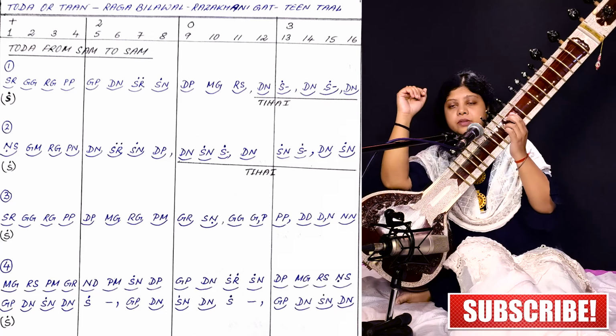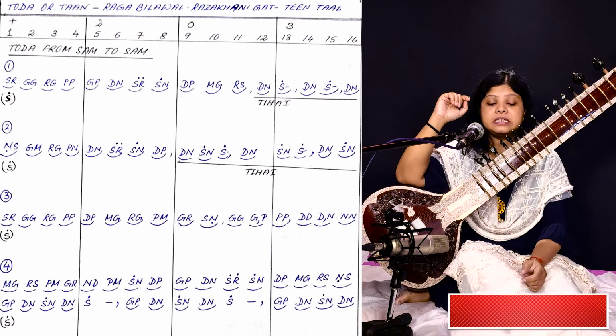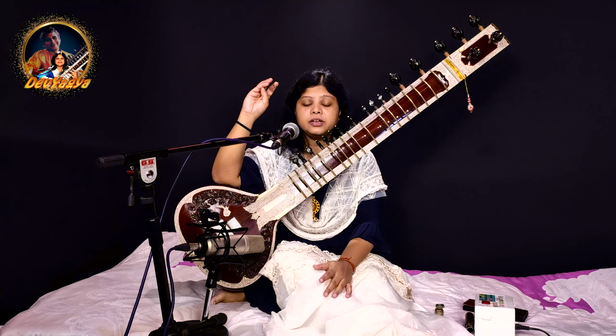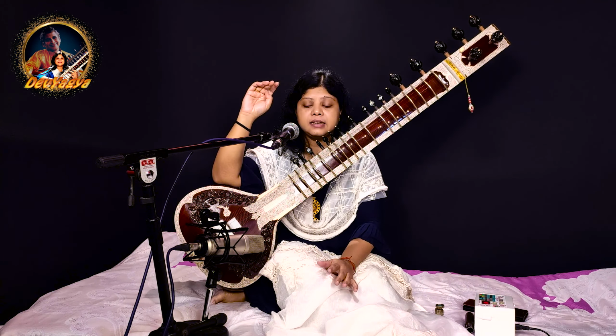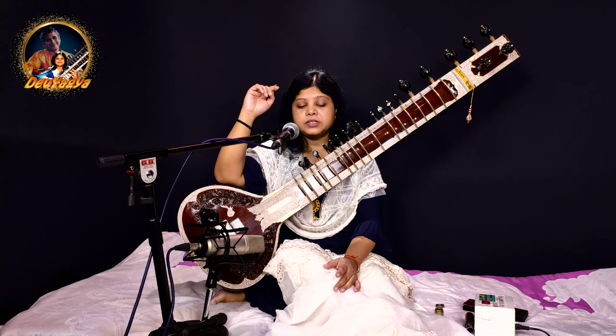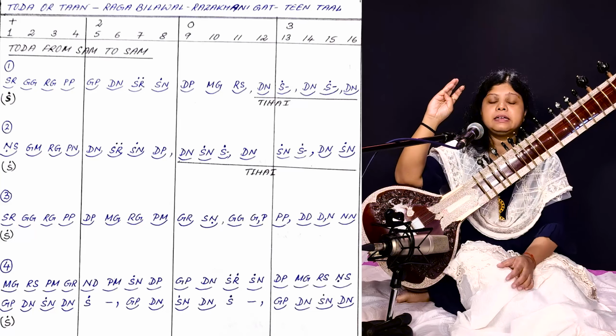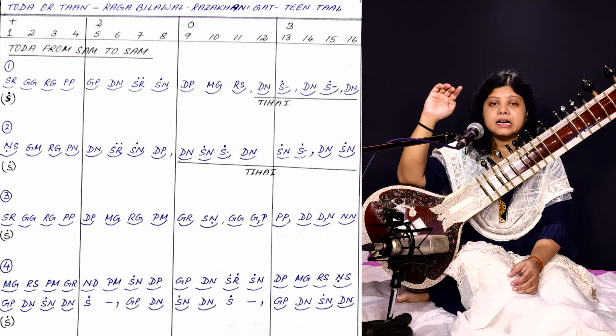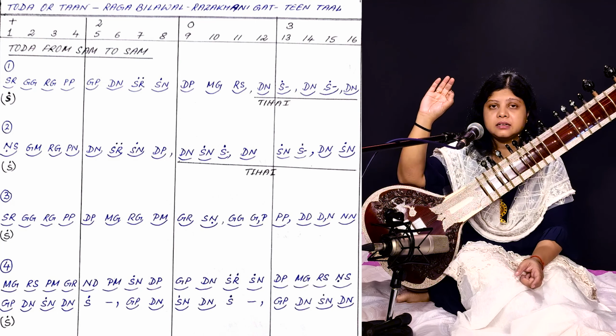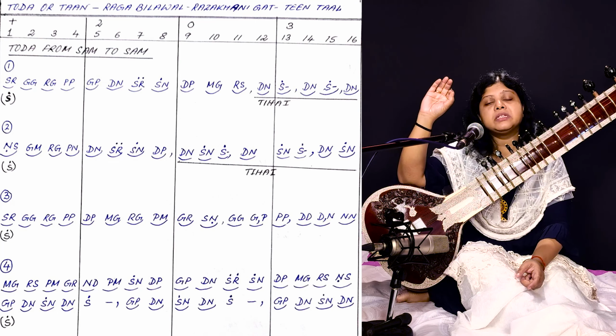Ma ga re sa pa ma ga re ni dha pa ma sa ni dha pa ga pa dha ni sa re sa ni dha pa ma ga re sa ni sa. Again, we will start tihai from sam, right?